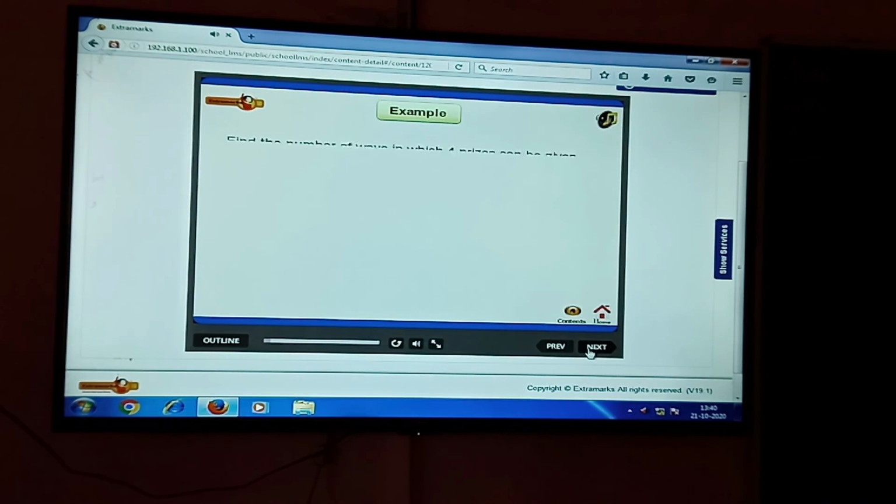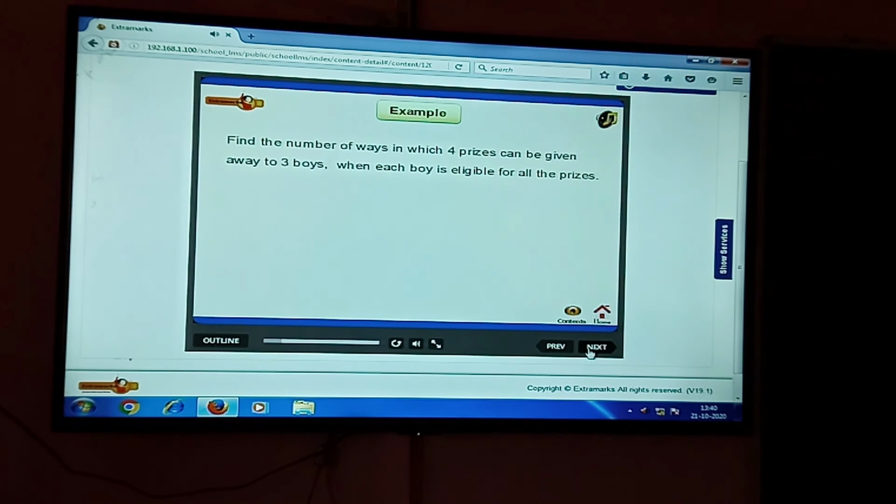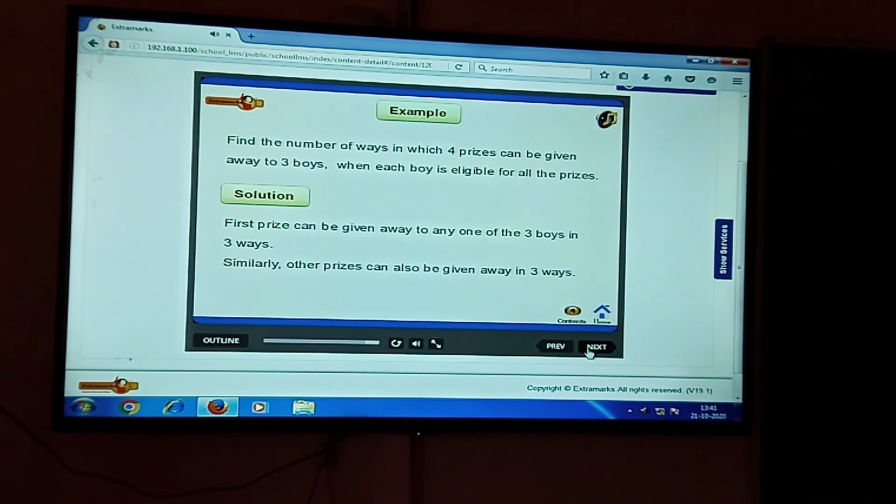Let's work out an example. Find the number of ways in which 4 prizes can be given away to 3 boys, when each boy is eligible for all the prizes. Solution. First prize can be given away to any one of the 3 boys in 3 ways. Similarly, other prizes can also be given away in 3 ways. Thus, the required number of ways is equal to 3 raised to the power 4, that is 81.